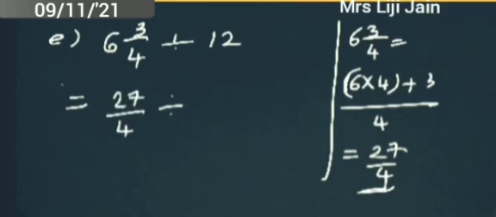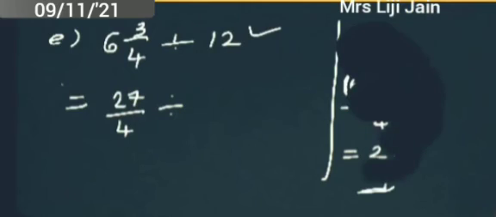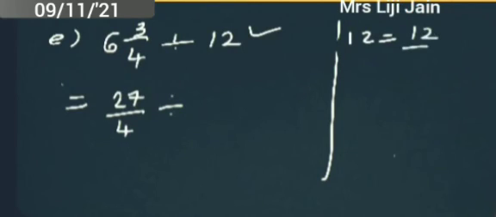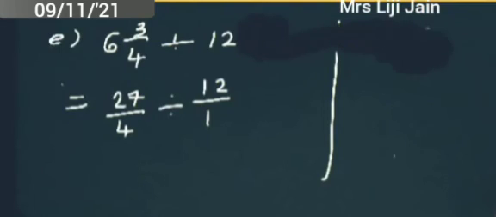Divided by 12 can be written as how? How can 12 be written? Yes, this is a natural number and it has to be written in fraction form. What is the fraction form of 12? Yes, 12/1, isn't it? So now the question has been converted to division of two fractions.